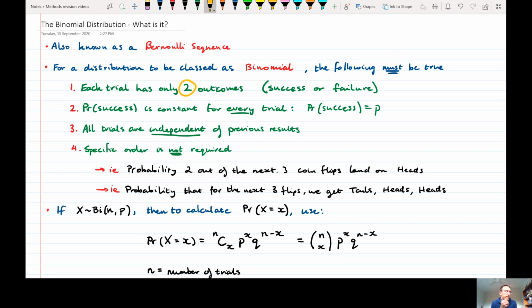The probability of the success happening every time does not change. It is entirely constant for every single trial. There's nothing about if it happens today, then this is the probability tomorrow, but otherwise this is, no, that's conditional probability. The probability of success must not change every time. Like if I roll a dice a number of times, the probability of getting a 1 on the dice does not change every time. The third one is all trials are independent of previous events.